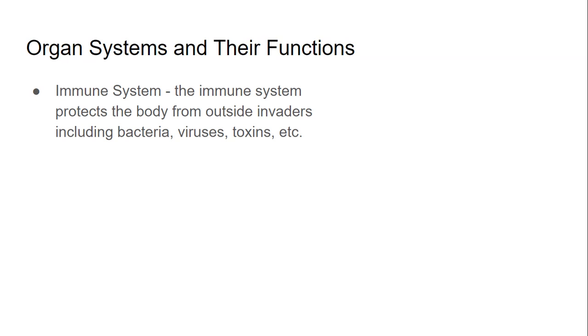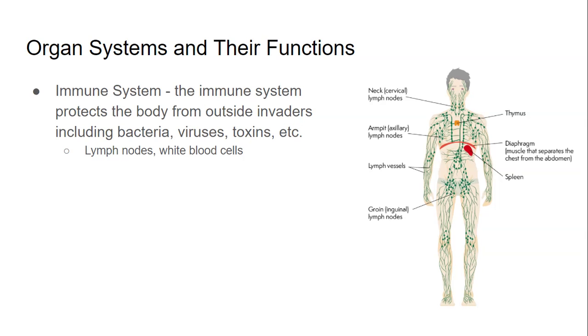And then the last system we're going to look at is the immune system. So the immune system protects the body from outside invaders, including bacteria, viruses, and toxins. So there are a couple of different things that are used within the immune system. Some things include the lymph nodes and white blood cells. So these are two major parts of the immune system that help protect you from these invaders that can come in and try to disrupt your cellular processes or just destroy cells in general.